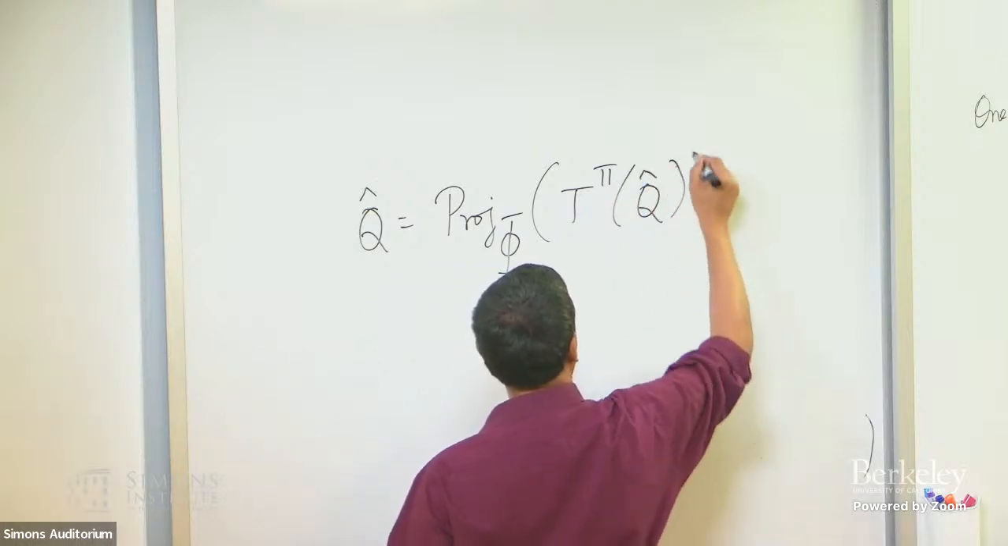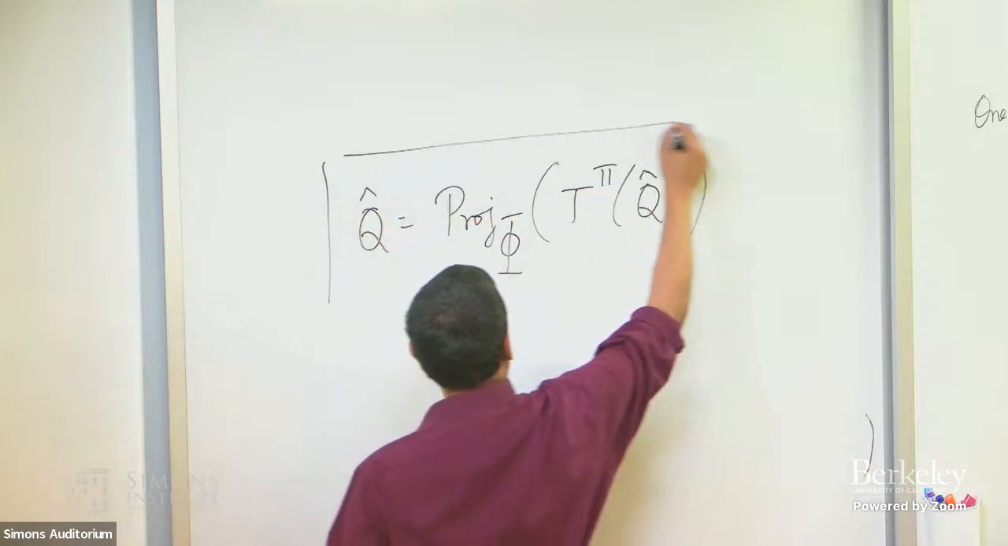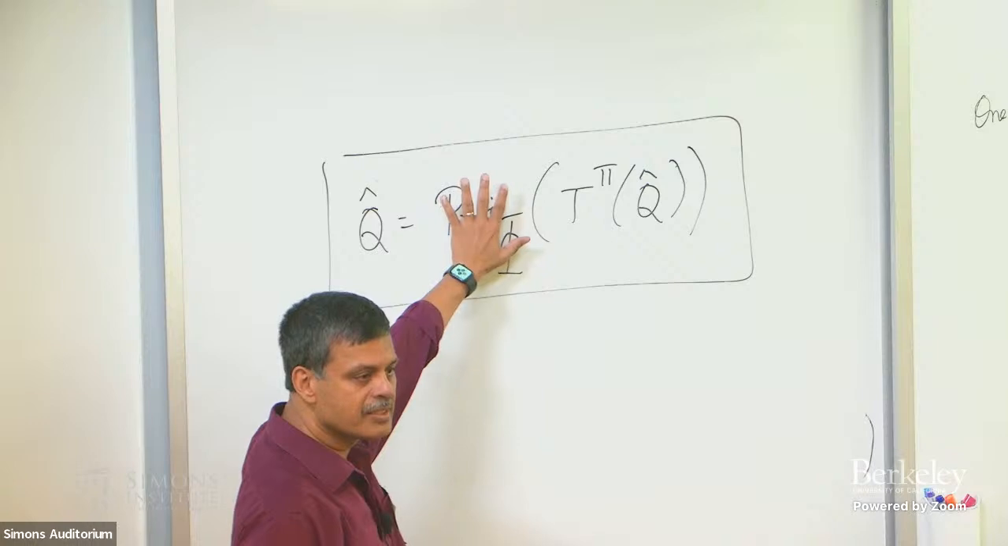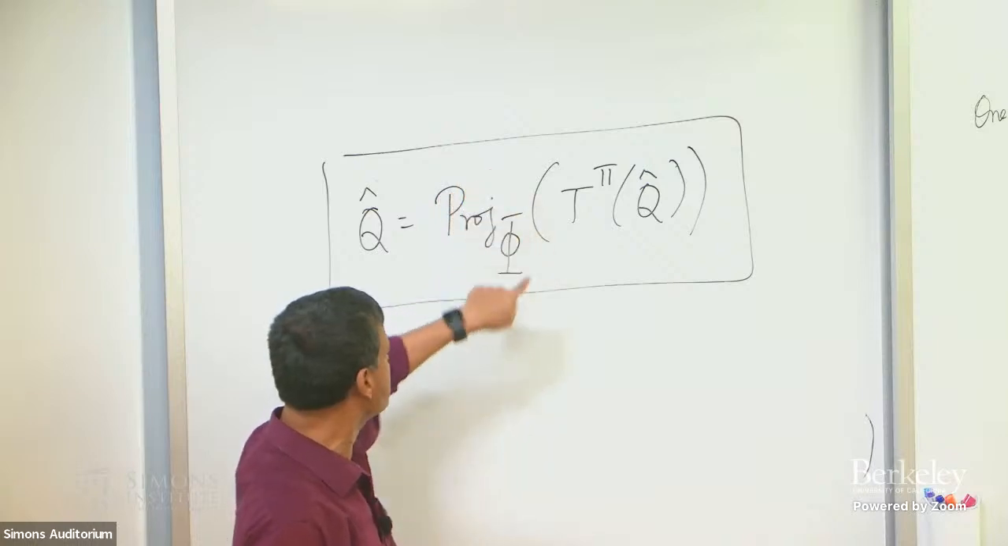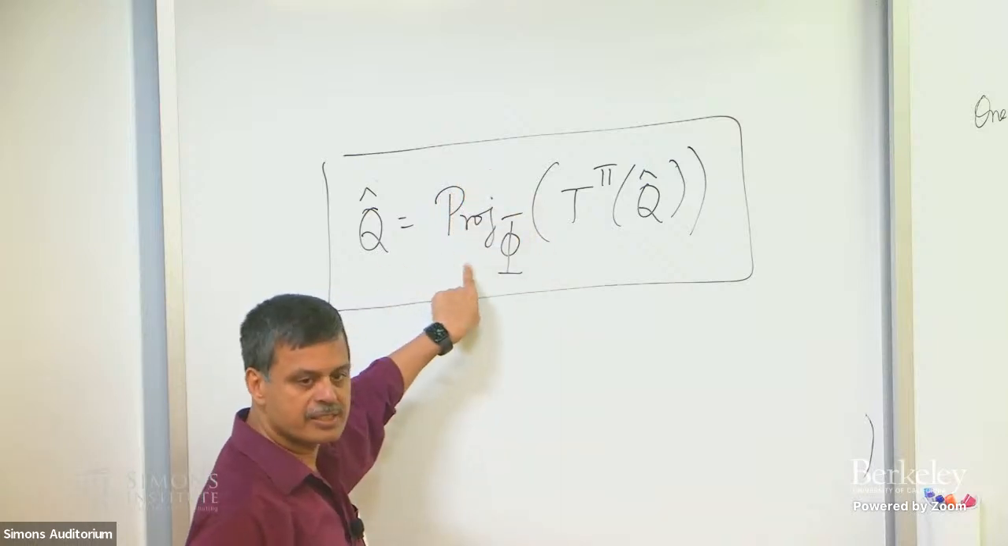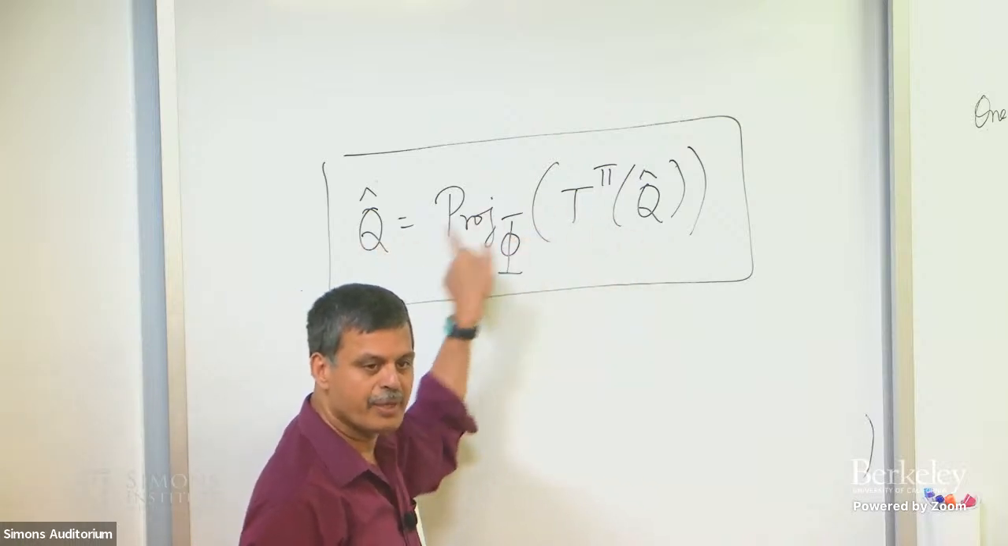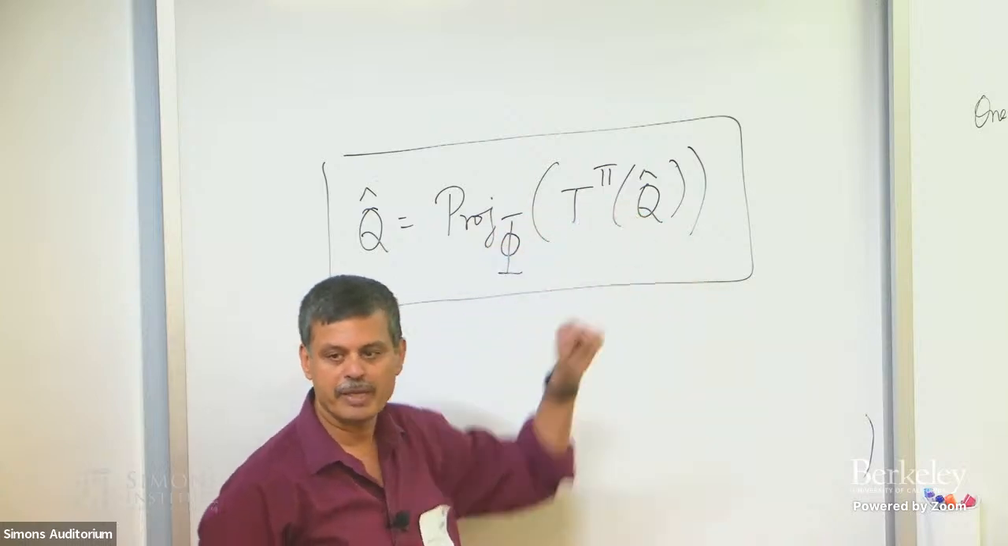We're solving this fixed point equation now. This morning, we did not have this. The only additional thing we have is now Q hat is projected. So instead of having Q hat equals T pi Q hat, we have Q hat equals projection of T pi Q hat.